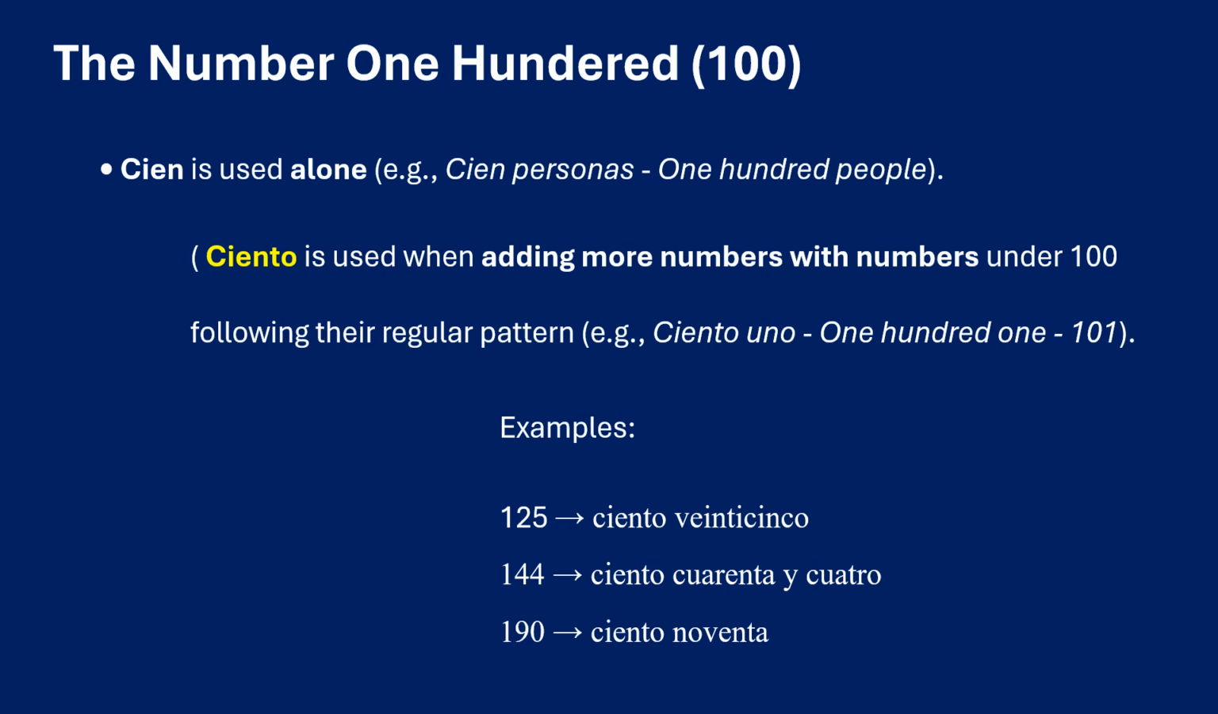However, when constructing numbers larger than 100, for example, 125, you add to to the end of cien, thus making it ciento. For example, 125, 144, 190. You form these numbers by using the ciento formula plus the number from uno through 99 combined together to create the number you're looking to make.